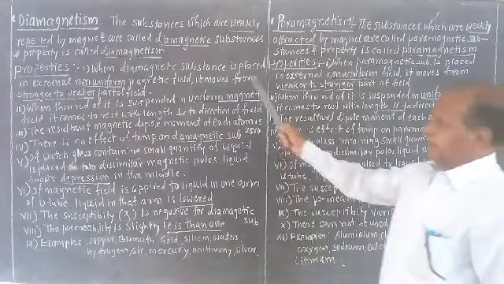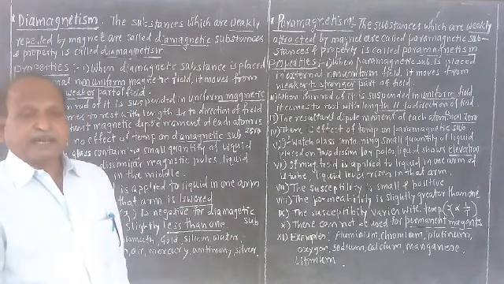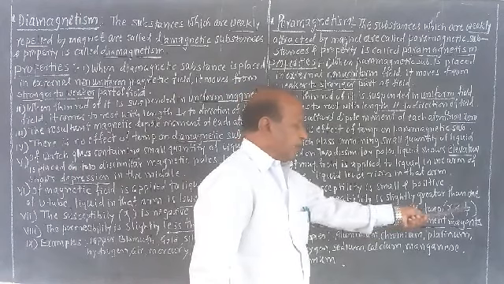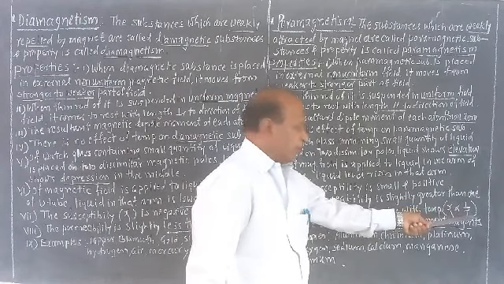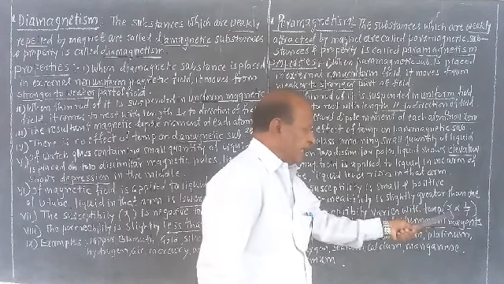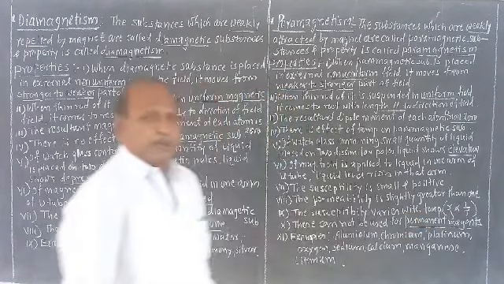The susceptibility of paramagnetic material varies with absolute temperature. The susceptibility psi is inversely proportional to the absolute temperature T, that is, directly proportional to 1 upon T.